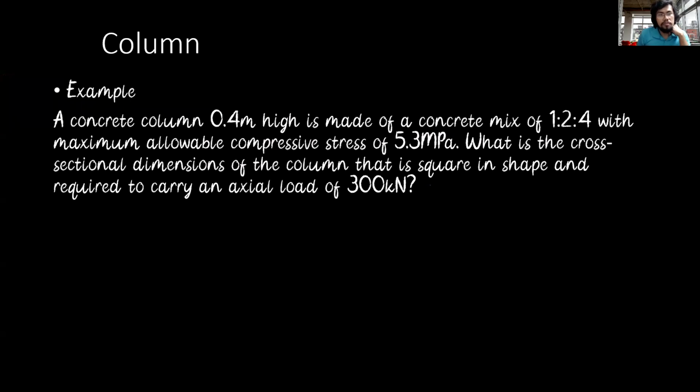A concrete column that is 0.4 meters high is made of a concrete mix of 1:2:4 with maximum allowable compressive stress of 5.3 megapascals. What is the cross-sectional dimension of the column that is square in shape and required to carry an axial load of 300 kilonewtons? All right, so this, I think, is very direct. We have a square-shaped column. We're not going to draw the whole column, just a representative of it.